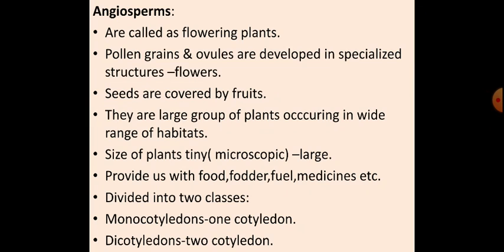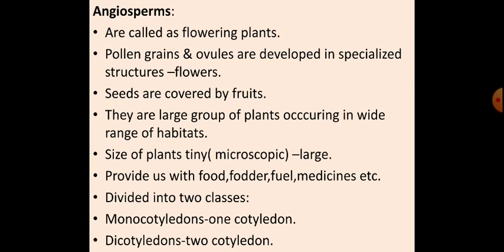This is the last step of evolution. First one is algae, second one bryophyte, third one is pteridophyte, fourth one is gymnosperms. After gymnosperms, the next step of evolution is angiosperms. So they are commonly called flowering plants.